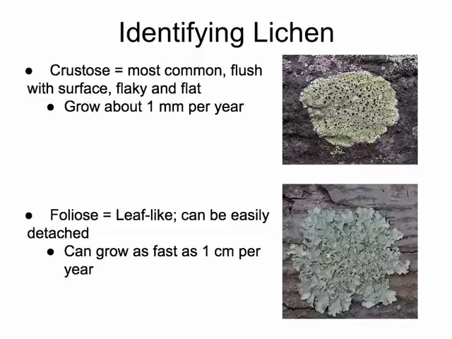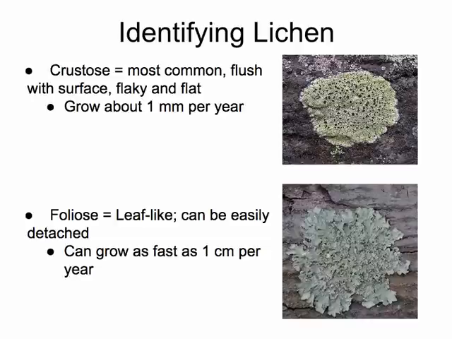The other thing you will be identifying is lichens. Lichens are a symbiotic relationship between algae and fungus that typically grow on trees, rocks, and other flat surfaces. So there are 3 different types of lichens. The most common is a crustaceous lichen. It's flush with the surface and it's flaky and flat. It tends to grow very slowly at 1 millimeter per year.